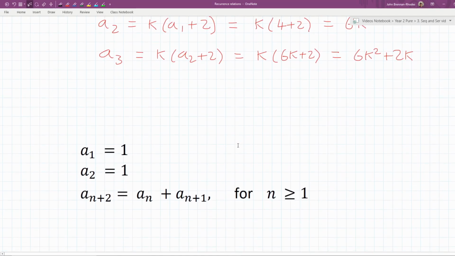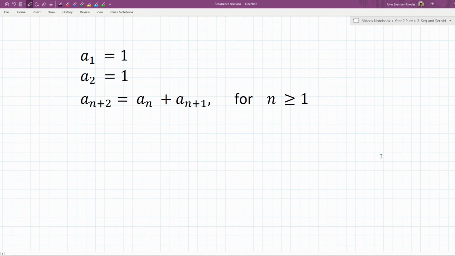Okay. Here's quite a famous one. I'm going to pause and ask, can you tell what this is? The hint is this is a famous one. Pause the video if you want a bit longer. Okay.